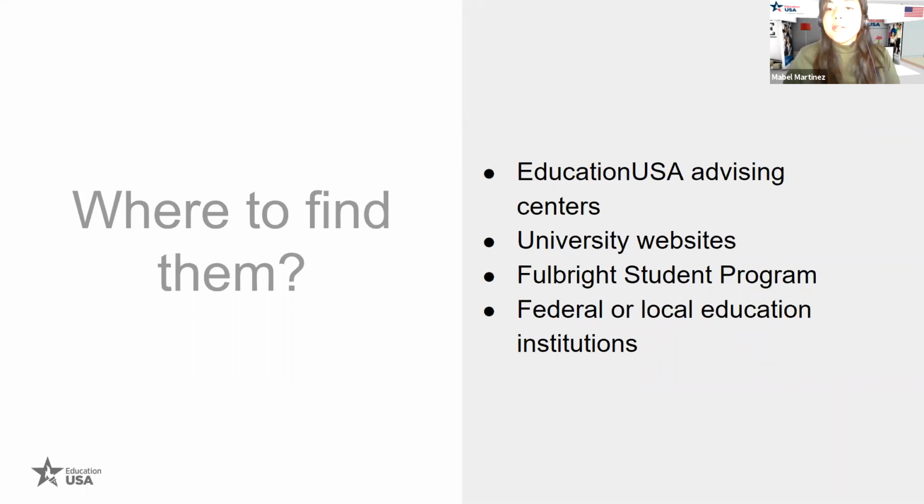Especially for example, graduate assistantships. I'm not sure, Juanma, if you found out about your assistantship on the university website, but I have heard that some students have found information there. No, I didn't. I found out when I had the acceptance letter. Nice. Okay, another great resource is the Fulbright Student Program or federal or local education institutions. We're going to give you a handout. It will be available after this session where you can find the links.